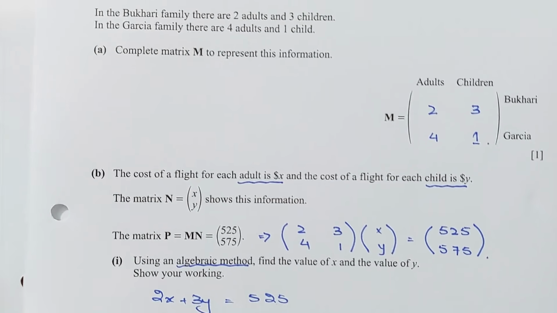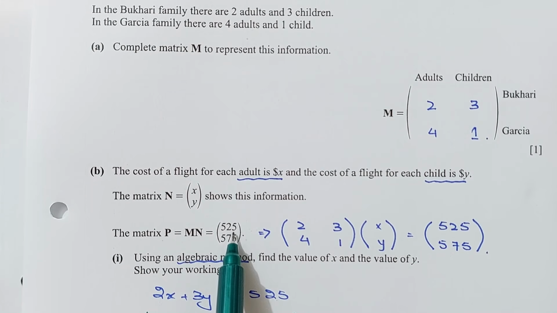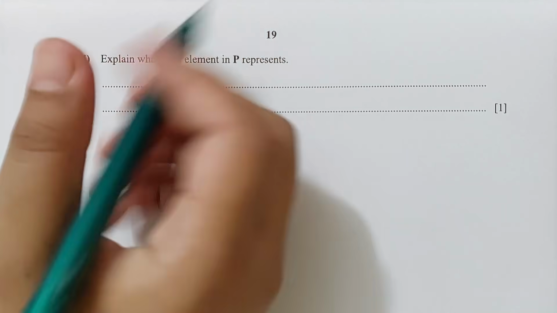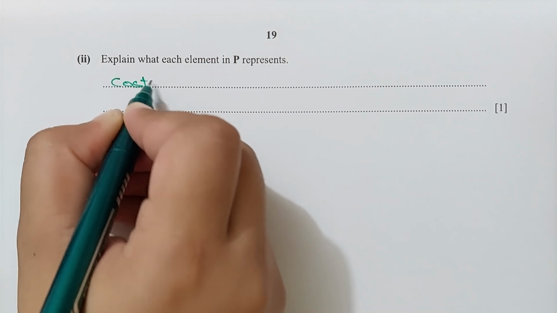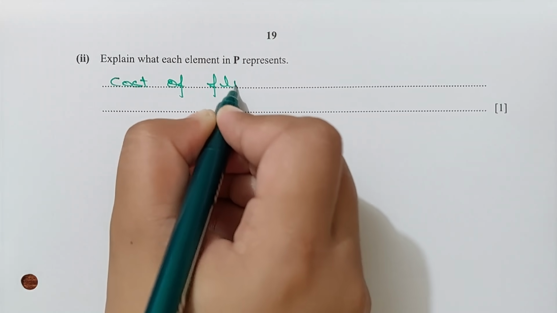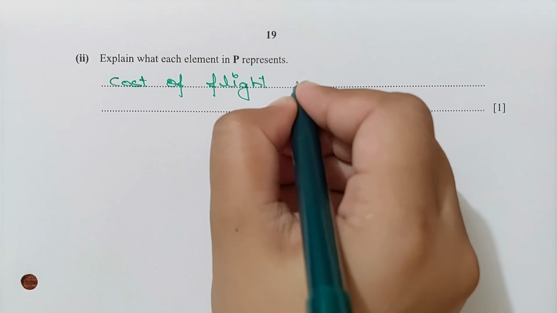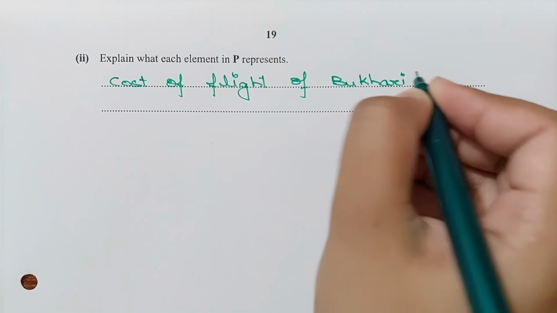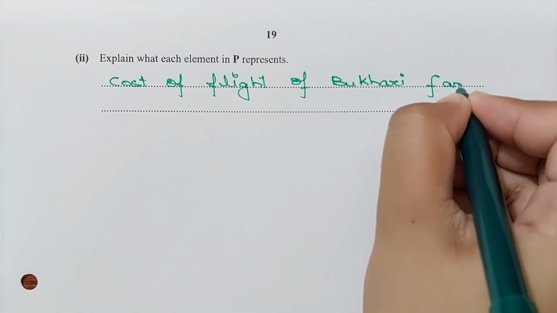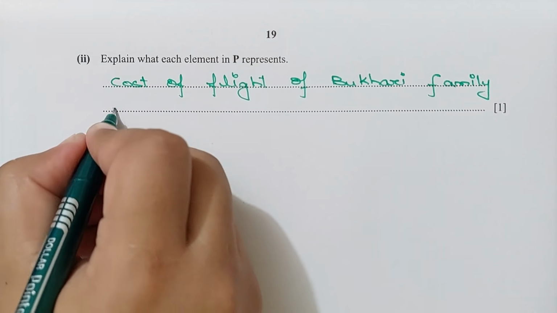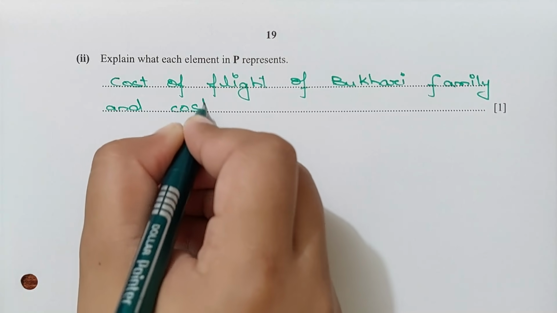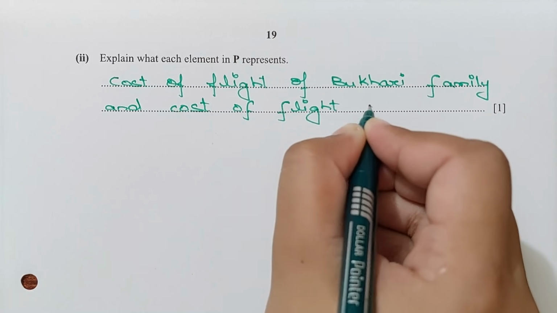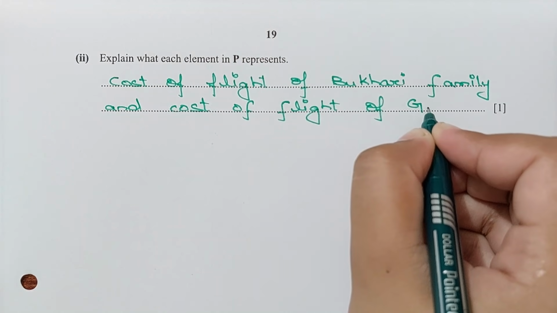All right. Now for the second part, explain what each element in P represents. The matrix P is M times N, which is the cost of flight for Bukhari family and the cost of flight for Garcia family, right? So we can say the matrix P represents the cost of flight of Bukhari family and cost of flight of Garcia family.